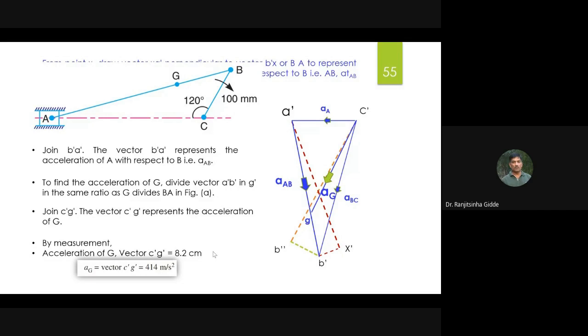Up to this completed? Completed? Yes, sir. Okay. So acceleration of G, we got the answer as 414 meter per second square.